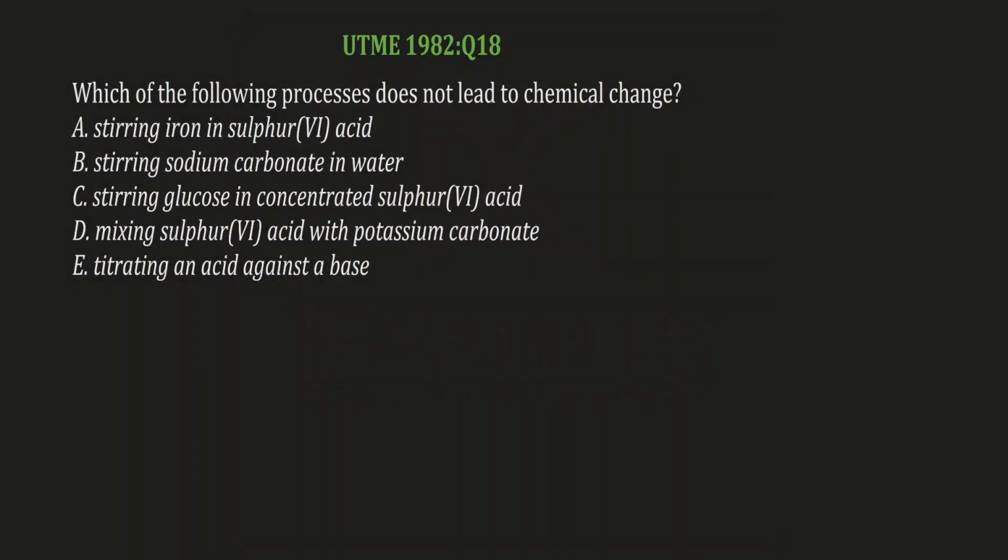So this question says, which of the following processes does not lead to a chemical change? All right. A, stirring iron in sulfuric acid. So if we stir iron, Fe, in sulfuric acid, H2SO4, we know that this is going to give us iron sulfate and water. So this is a chemical change. So option A is wrong.